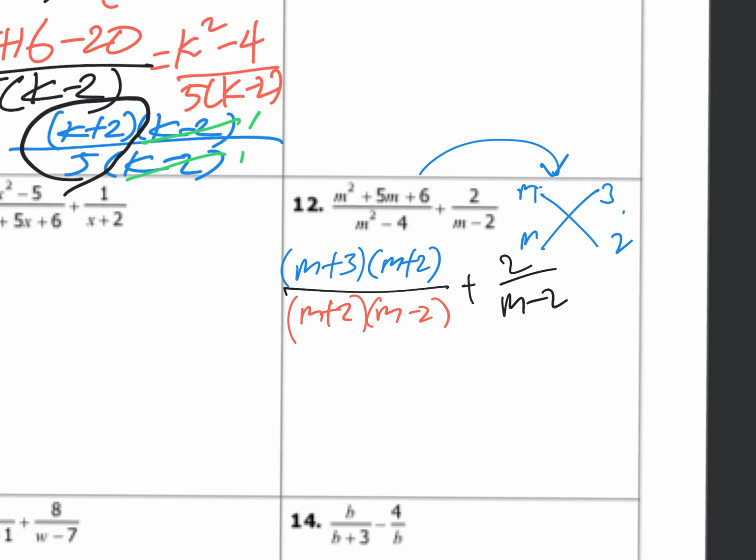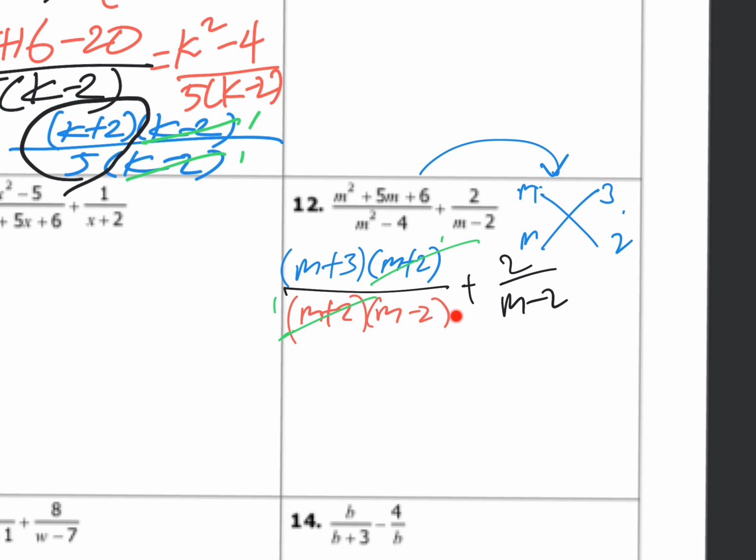And before you do anything else, you should always try to simplify first if you can. Take a look here. Yes, I see the m plus 2 in the numerator and denominator. I can divide them and they become 1. So if you saw that, just go ahead and cancel them out. Sorry, divide them, not cancel them out. Divide them. They become 1. And all of a sudden, if you look at the new expression here, I have m plus 3 divided by m minus 2 plus 2 divided by m minus 2.